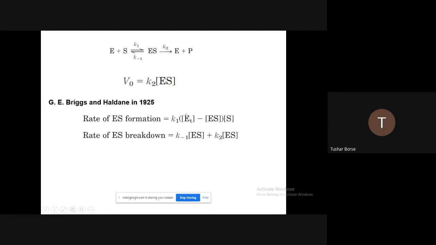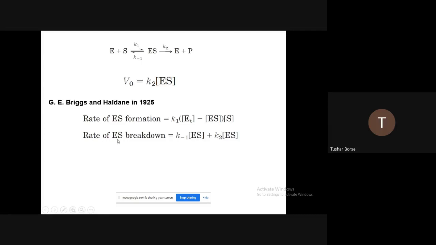Now here instead of putting the concentration of the enzyme, we have put it in this form, that is ET minus ES, because you cannot determine the concentration of the free enzyme directly. ET means the total enzyme and ES means the enzyme substrate complex. So by ET minus ES you can calculate the concentration of the free enzyme, multiplied by the concentration of the substrate. So this is the equation for the rate of ES formation.